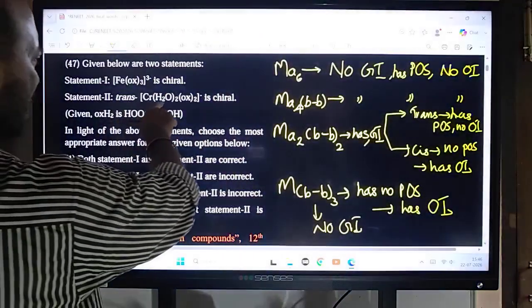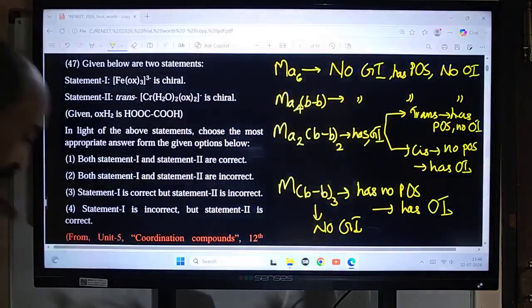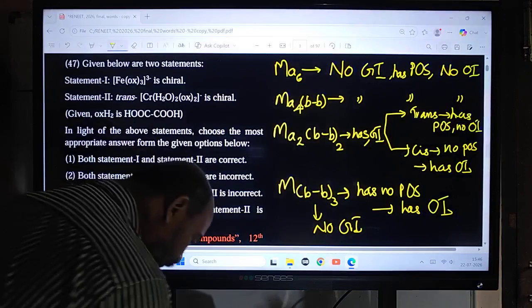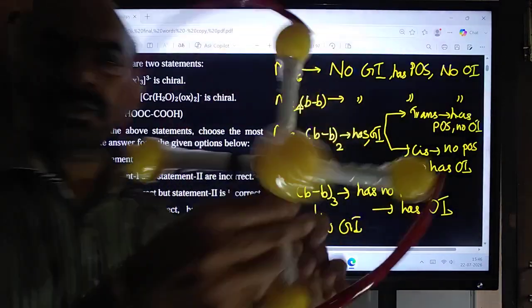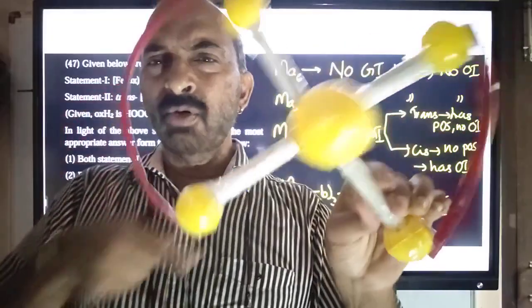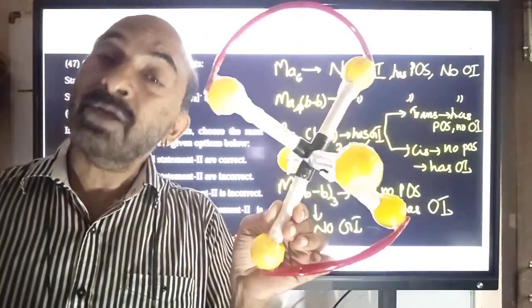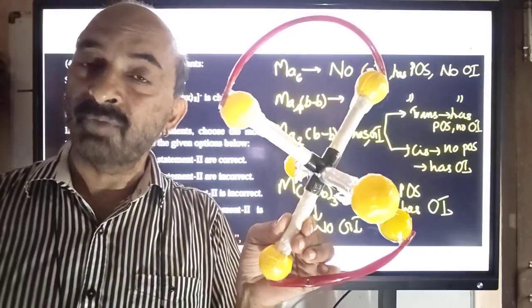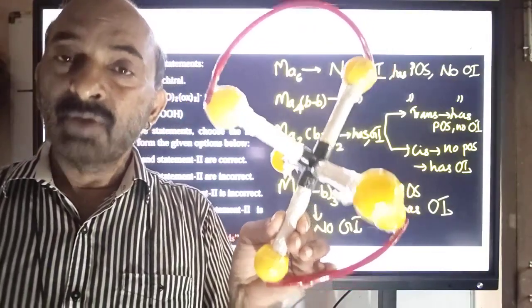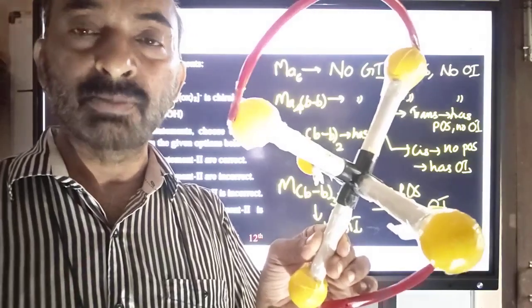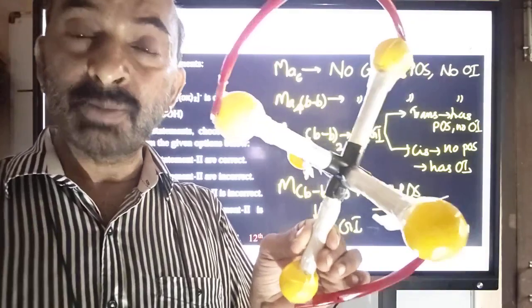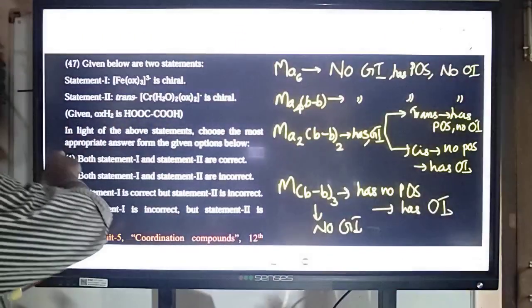Statement 2: trans Cr H2O twice Ox twice. See, it is similar to this molecule, the trans form. Two bidentate ligands are arranged on opposite sides. It has a plane of symmetry, so no optical isomerism. We remember, we have explained it in detail, isn't it? So it is achiral, not chiral. Achiral means it has a plane of symmetry. So it is achiral.